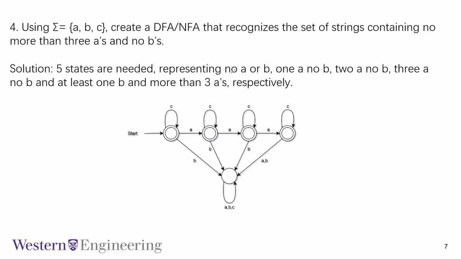For example, the first state represents there exists no A or B. Because C is also in the alphabet, but the question doesn't have any constraint on the number of C's, we can say that there exist self loops of C on the states here, and there exist 4 accept states referring to the first 4 scenarios.